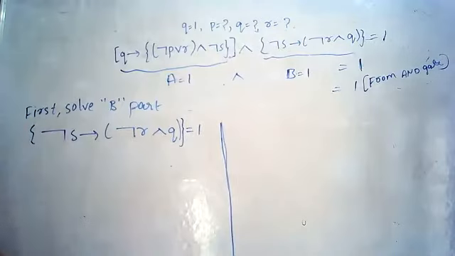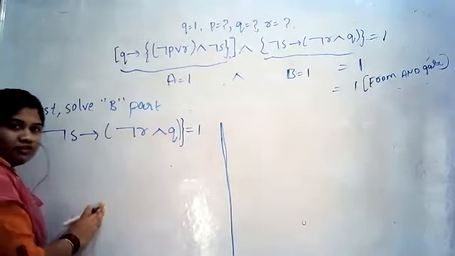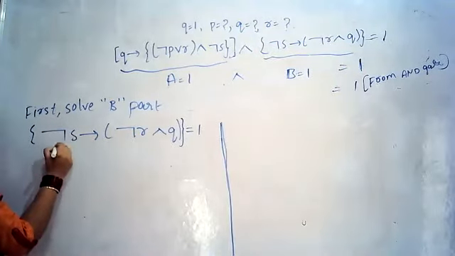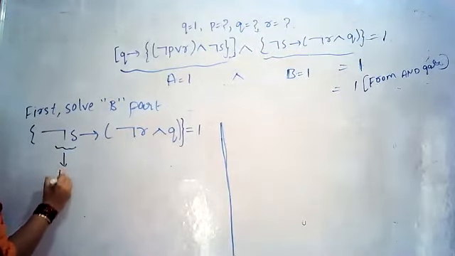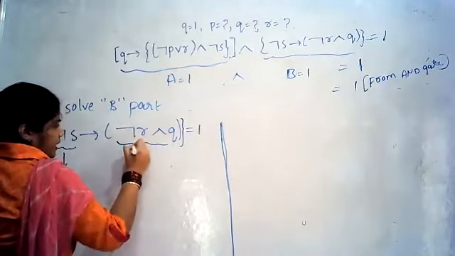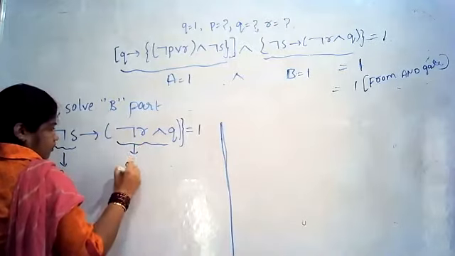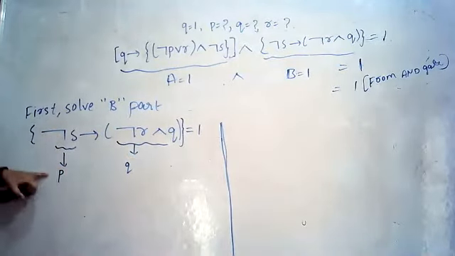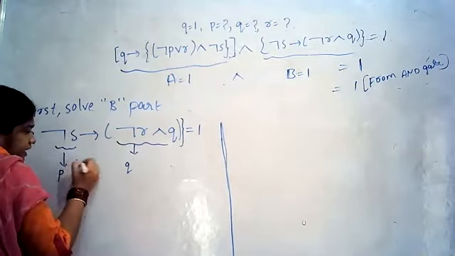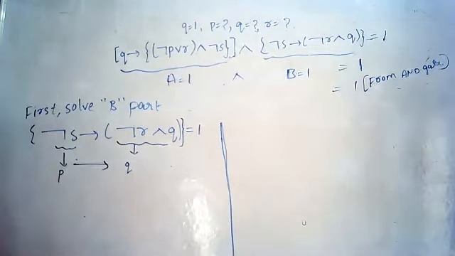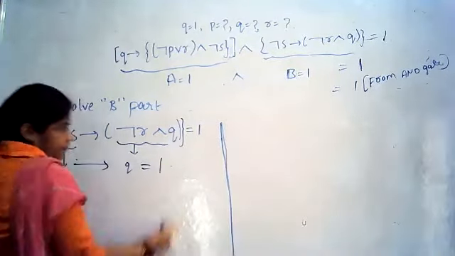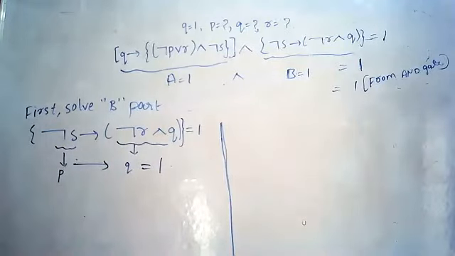Now, first we will solve the flower bracket. Consider this to be complete proposition P. Now consider this to be complete proposition Q. This is nothing but proposition Q. These two, which logic is it? Conditional logic. This is equal to what I need to get? 1. I need to get 1.